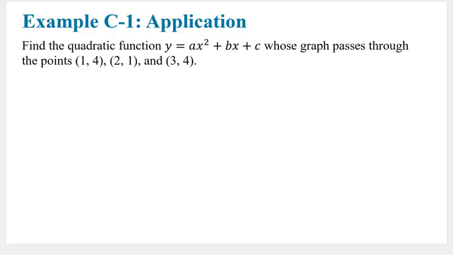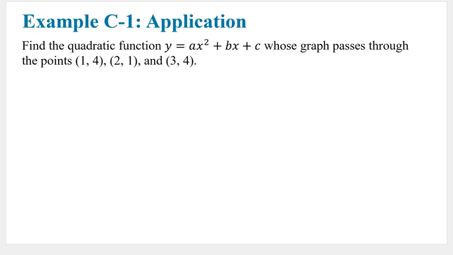In this video, we're going to do a couple of examples of where you can apply a 3x3 system to a problem. So here's our first example. You need to find the quadratic function y equals ax squared plus bx plus c, and the graph must pass through these points: (1, 4), (2, 1), and (3, 4). Now, the first thing you need to do is plug in each point, and that will give you your system.